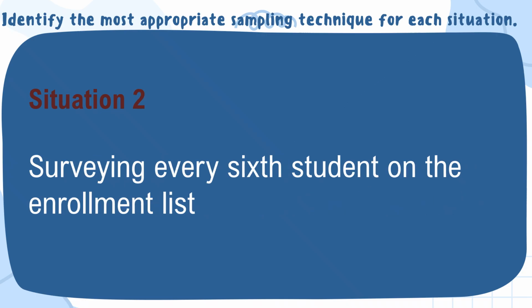Situation 2. So you have an enrollment list. Instead of randomly selecting individual students, you survey every sixth student. So what technique? That is systematic sampling. Okay, bakit? Because we are following a fixed interval. The keyword here is every sixth. Okay, so whenever you see every fifth, every sixth, every tenth, so that is systematic sampling.